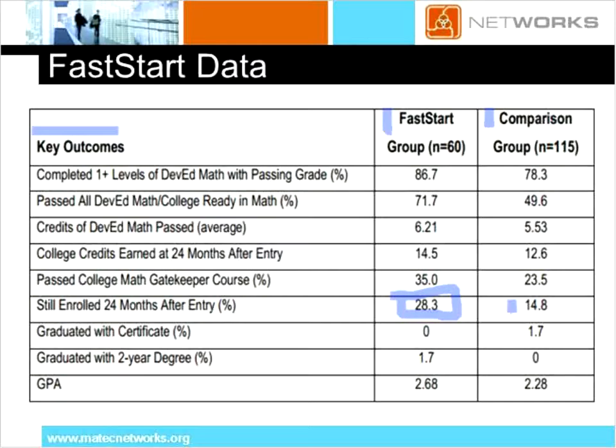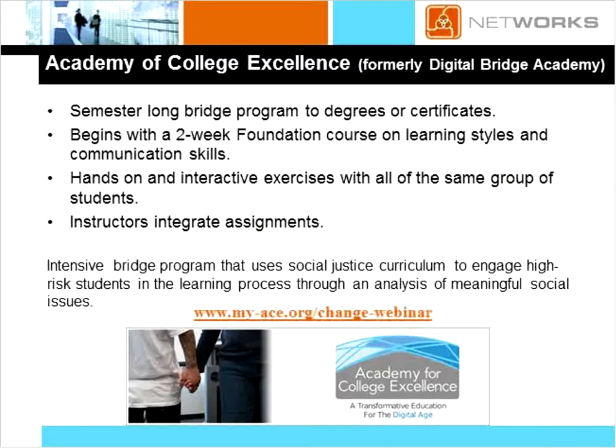28.3% versus 14.8%. So that's double, right? And so that's a significant thing. And Laura Smith says, wow, college math gatekeeper course up here at the top. We have the comparison group, only 49% passed all developmental education, math, college readiness, and 71% of the Fast Start group passed. So there's significant data showing that the Fast Start group is making gains faster than the comparison group.